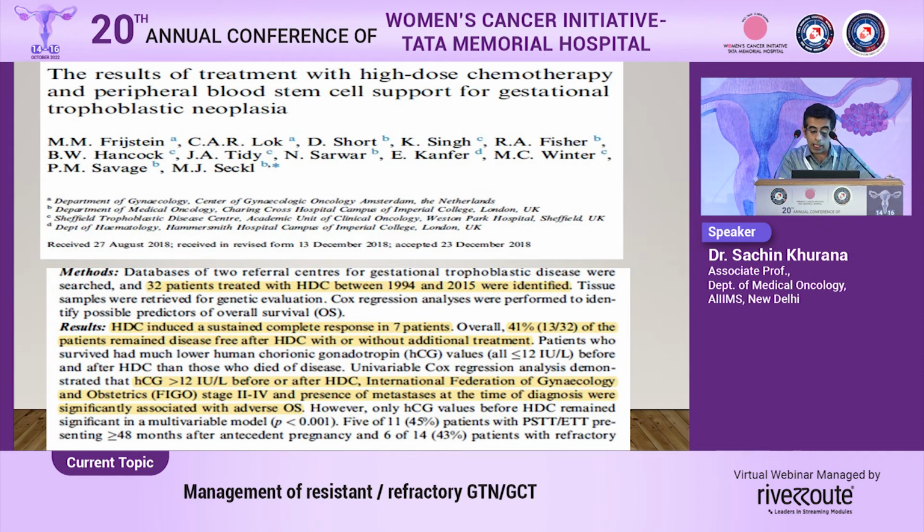In this one large study, 32 patients were treated between 1994 and 2015, and a sustained complete response was seen in 7 patients. But it was noticed that HCG of more than 12, a FIGO stage 2 to 4, and presence of METs at the time of diagnosis were significantly associated with adverse OS. So I am not sure how much is the clinical utility of stem cell transplantation in GTN.